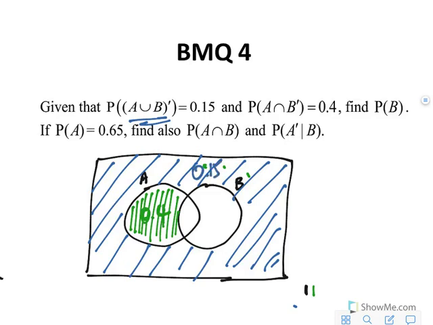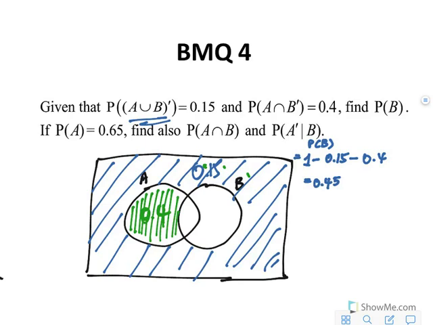So if you want to find the probability, how do you do that? It's nothing but 1 minus 0.15 minus 0.4, because the whole probability is 1. So the probability of B is 1 minus 0.15 minus 0.4. I subtract all the complement to get my answer, which is 0.45. The probability of B is equal to 0.45.